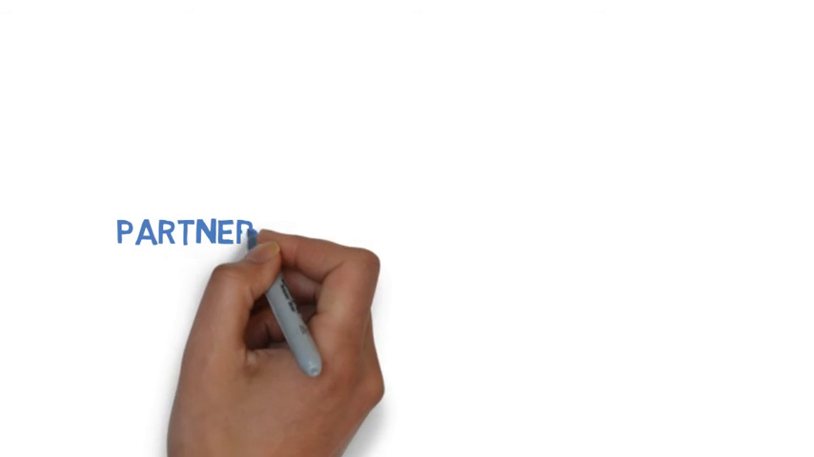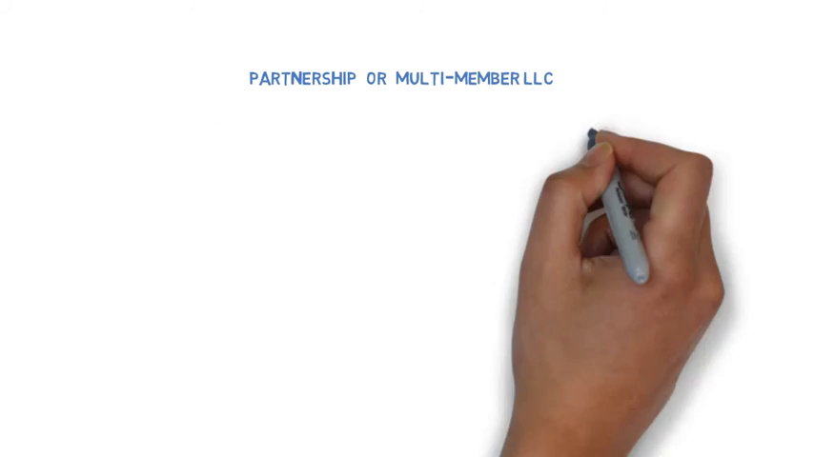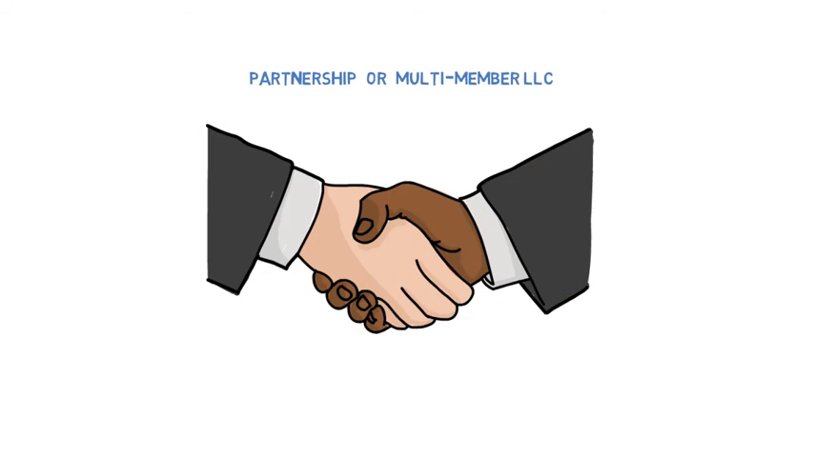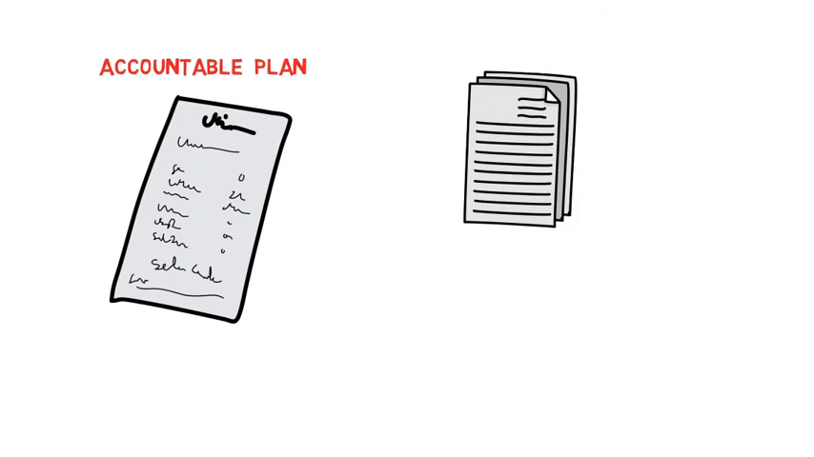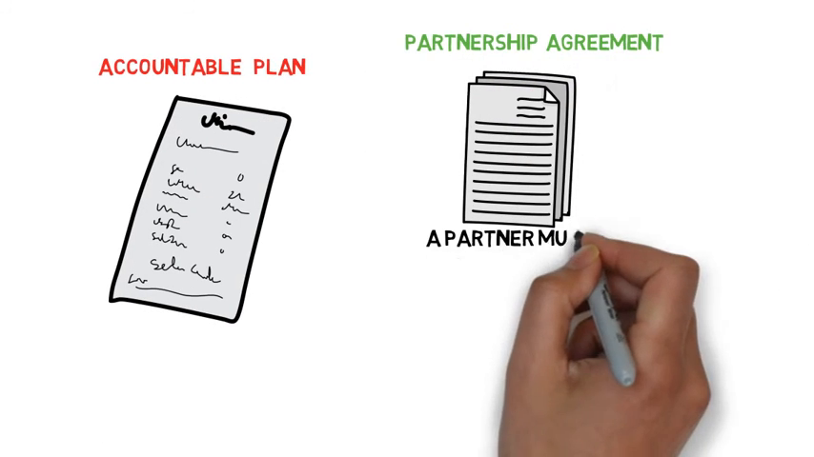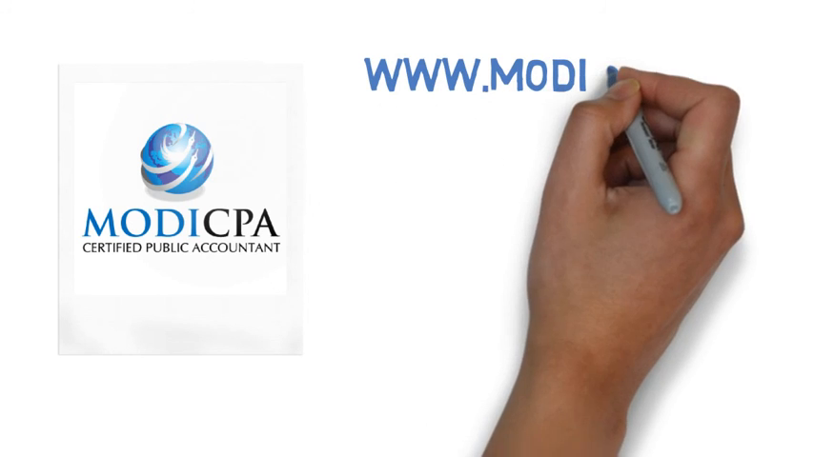Now, if you have a partnership or a multi-member LLC, once again, the concept is similar as an S corporation, that either you could create an accountable plan for your partners, or if a partnership agreement states that the home office expenses must be out of the partner's own funds, then the partner can deduct those expenses on Schedule E, line 28. So one way or the other, partners will be able to deduct their unreimbursed home office expenses. I hope this video gives you a better insight on home office use deductions.